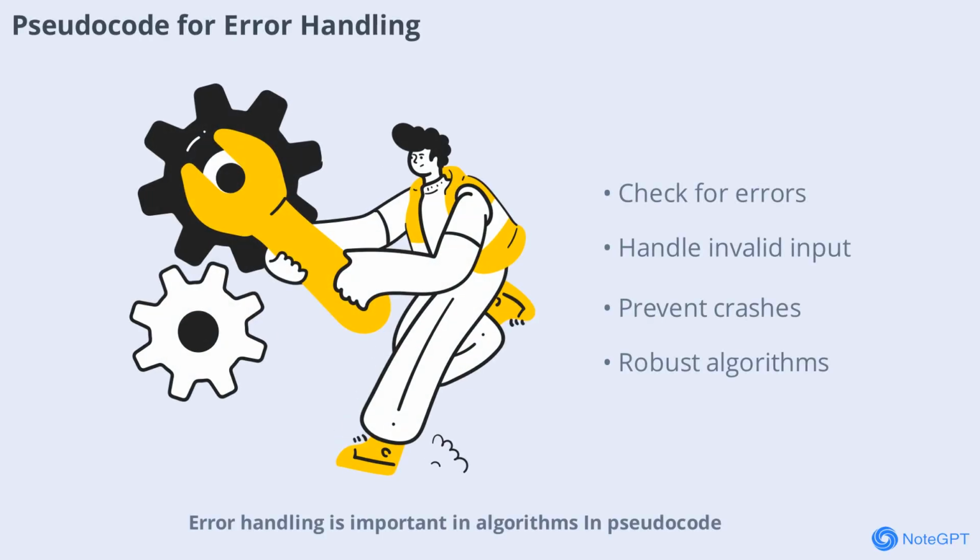Error handling is important in algorithms. In pseudocode, you can use if statements to check for errors such as invalid input or division by 0. Clearly outlining error checks ensures your algorithm is robust and reliable, making it easier to debug and maintain.